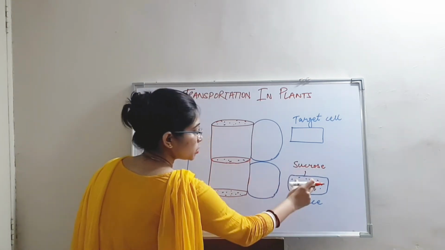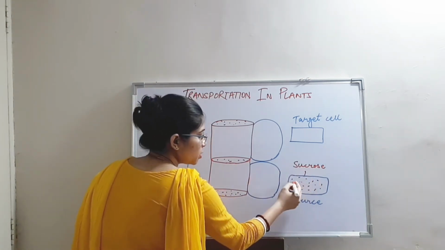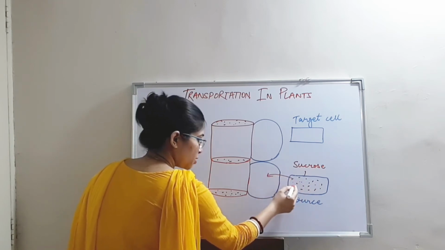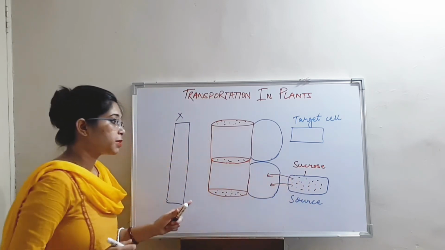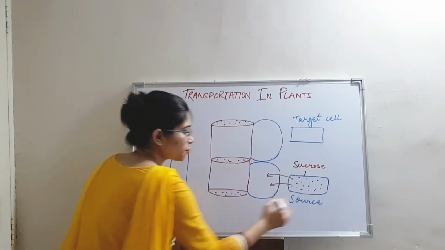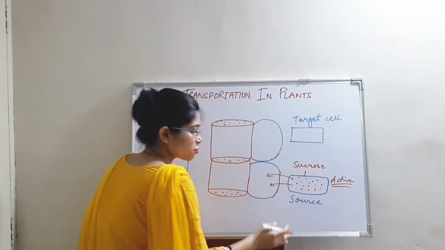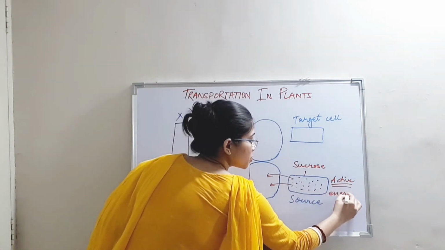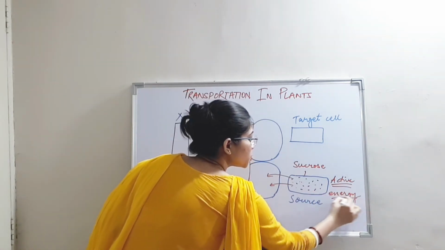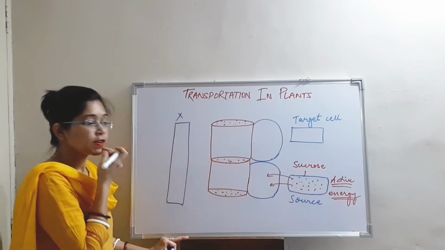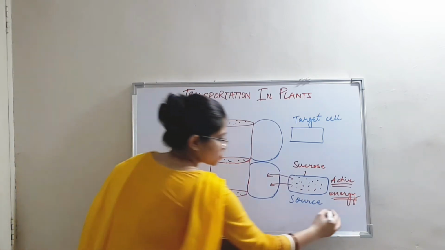First of all, the sucrose particles will get transported into the companion cells. This will be an active transport. Active transport, again I would repeat, takes place with the help of energy utilization, and the energy will be used of the plants only, which is in the form of ATP.